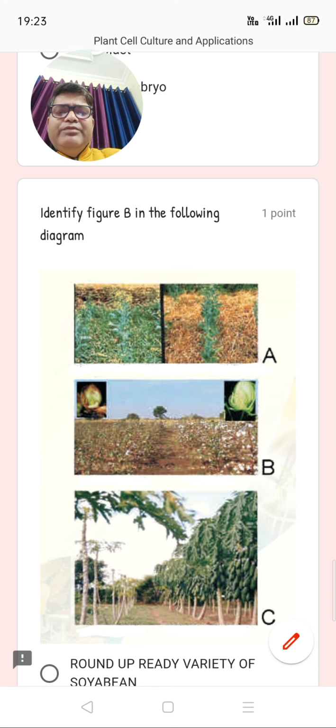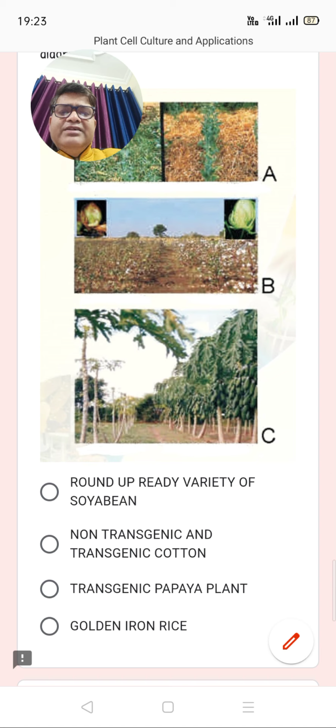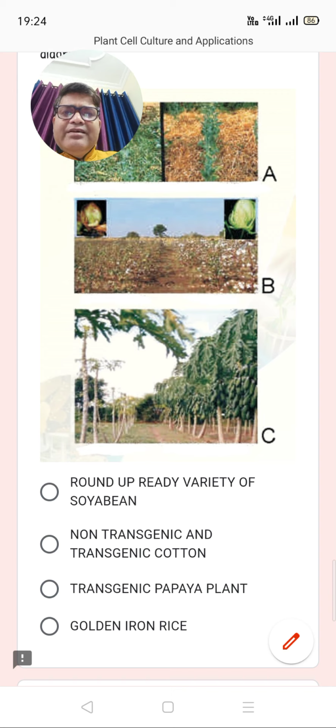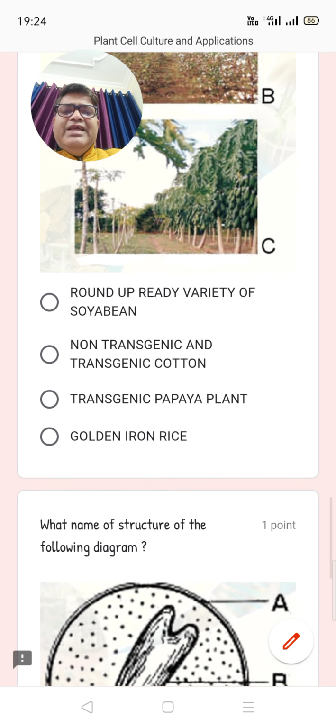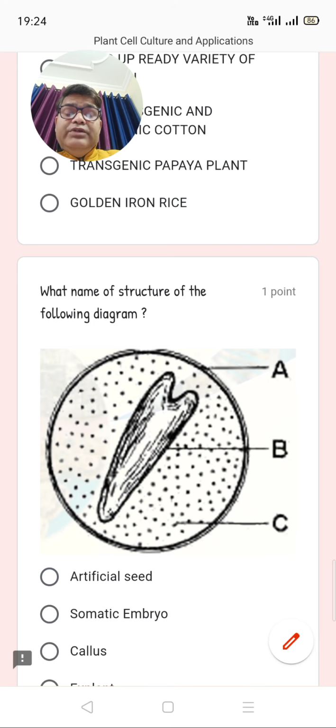So correct answer will be the transgenic and non-transgenic cottons. You can observe one part of this B diagram is non-transgenic and other part is transgenic. Just for control, the figure is described as transgenic and non-transgenic. Okay. So in the left side you can observe the non-transgenic, in the right side that is transgenic. Okay. Next question. It is also related to diagrams.